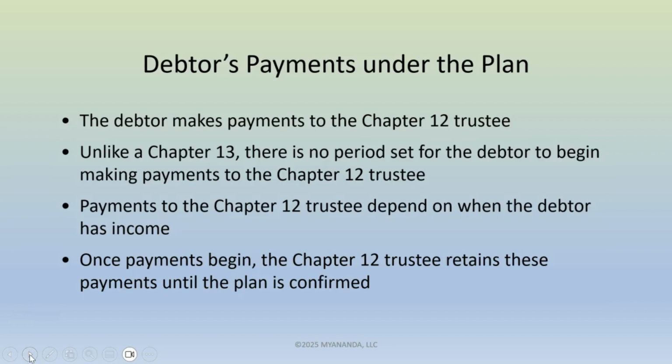The payments under the plan. The debtor makes payments to the trustee, just like in Chapter 13, but unlike Chapter 13, there's no period set for the debtor to begin making payments to the trustee. That'll depend on when the debtor has income. So again, looking at this like a business, not like a Chapter 13 where they walk in there as mostly individuals and co-debtor, and spouses of an individual. The look forward is a little different in Chapter 13 versus Chapter 12. Once payments begin, the trustee retains the payments until the plan is confirmed.